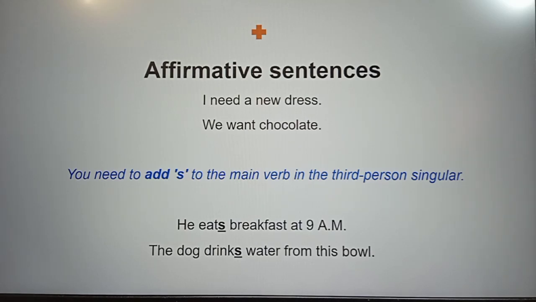I need a new dress. We want chocolate. When you want to make affirmative sentences in the third person singular, you need to add s to the main verb. He eats breakfast at 9 a.m. The dog drinks water from his bowl.